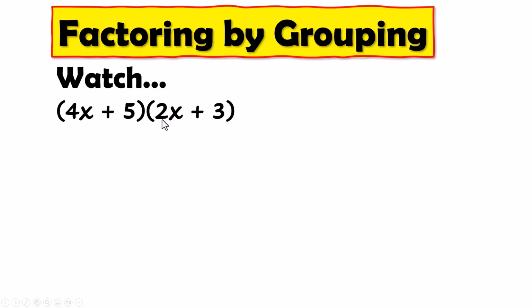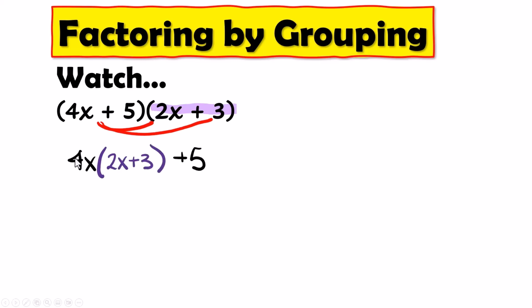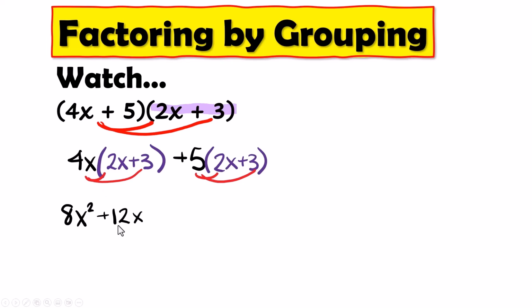Now I threw the x's in. I'm going to do it forwards first, and then I'm going to pull out the 4 terms, and we'll do it backwards. We're going to take the 4x plus 5 times the 2x plus 3. Then we're going to do distributive property. We get 8x squared, because x times x is x squared, plus 12x, plus 10x, plus 15.